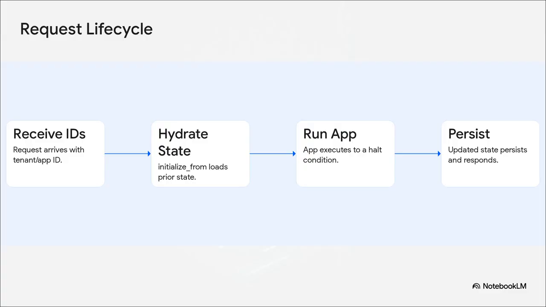Here's how that complete request lifecycle actually maps out. First, your stateless endpoint receives a request with those tenant and app IDs. Second, using a function called initializeFrom, it pulls or hydrates the exact historical state from your database, bringing that saved memory back into active use. Third, the Burr application runs your agent logic until it hits a halting condition. And finally, the updated state is safely persisted back to the database before it returns the HTTP response.